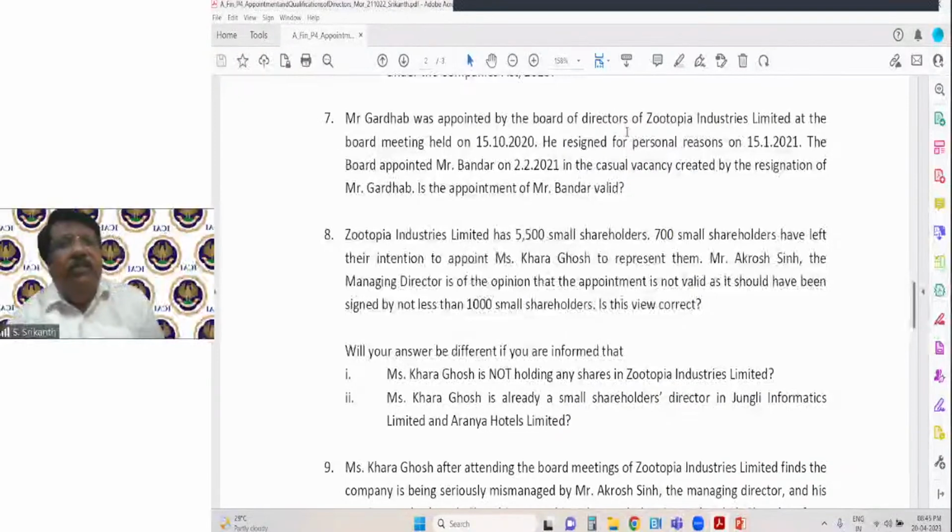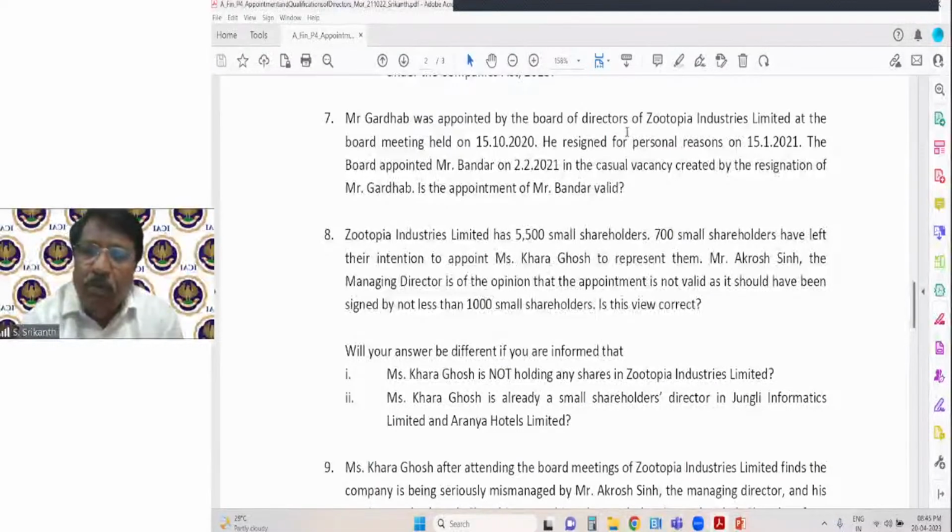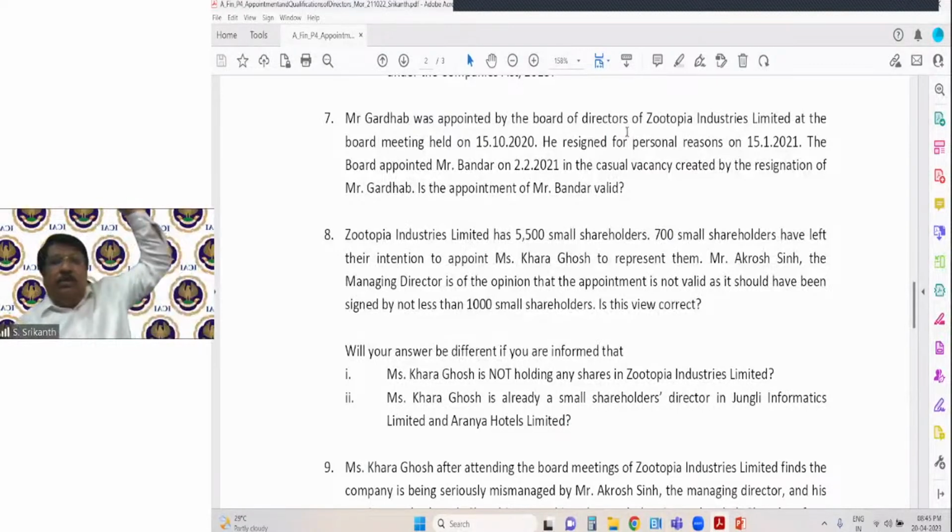Zootopia Industries Limited has 5,500 small shareholders. 700 small shareholders have left their intention to appoint Mr. Kara Ghosh to represent them. Mr. Akrosh Sin, the managing director, is of the opinion that the appointment is not valid, as it should have been signed by not less than 1,000 shareholders. Is this view correct?